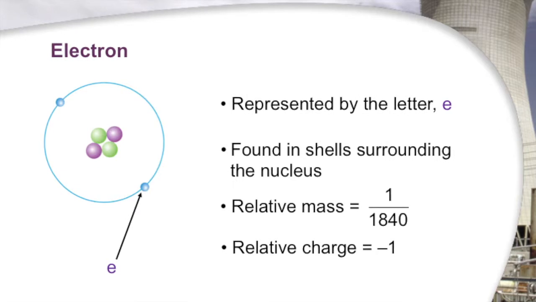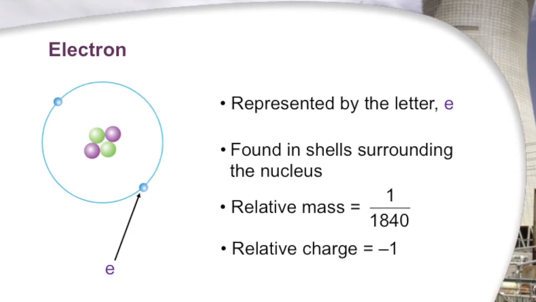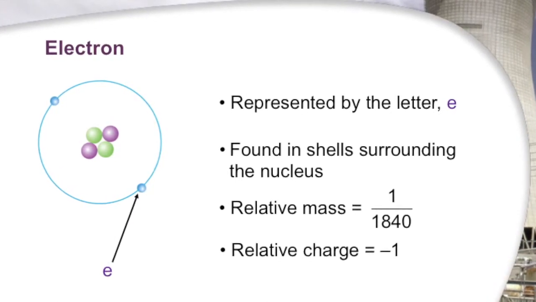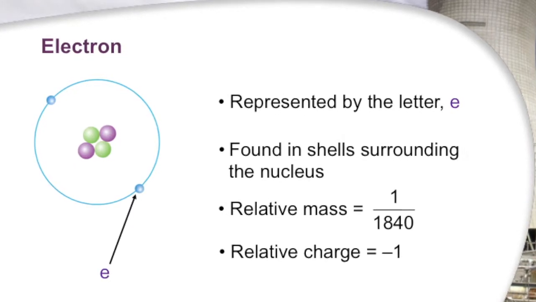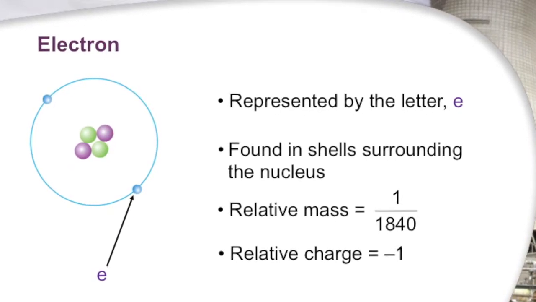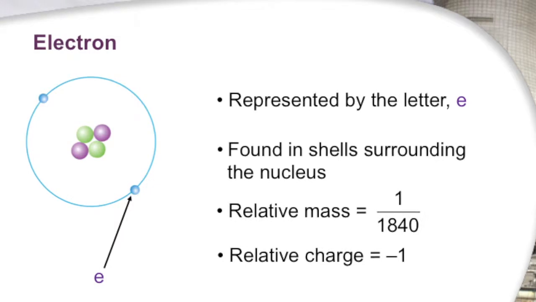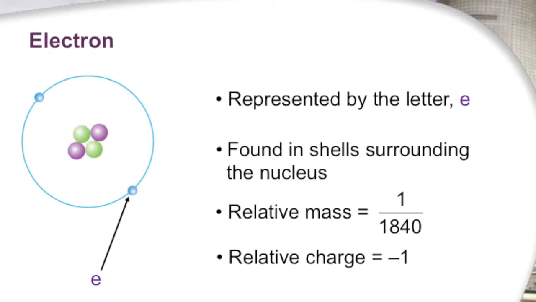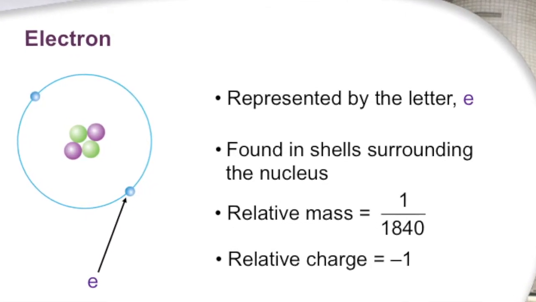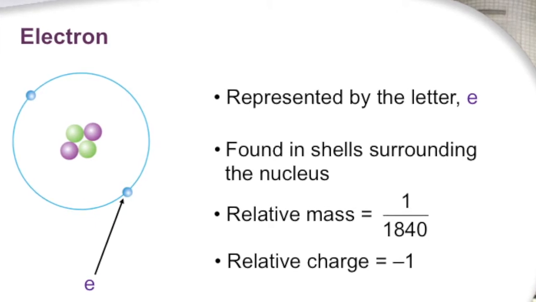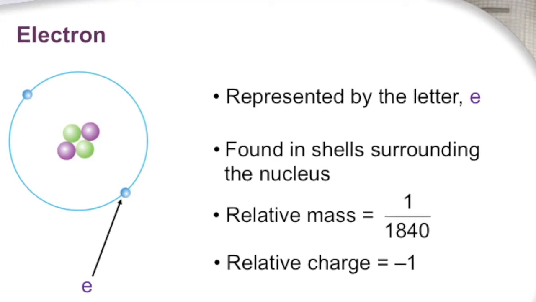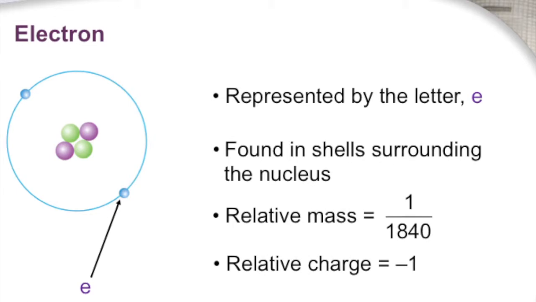The final subatomic particle is the electron. It is represented by the small letter e. Each electron has a relative mass of 1 over 1840, which gives it a negligible mass. The electron holds a relative charge of negative 1.